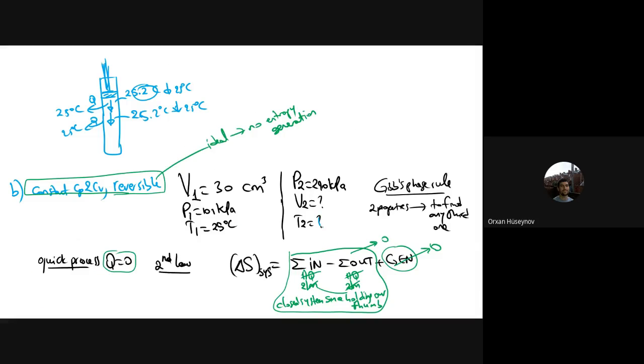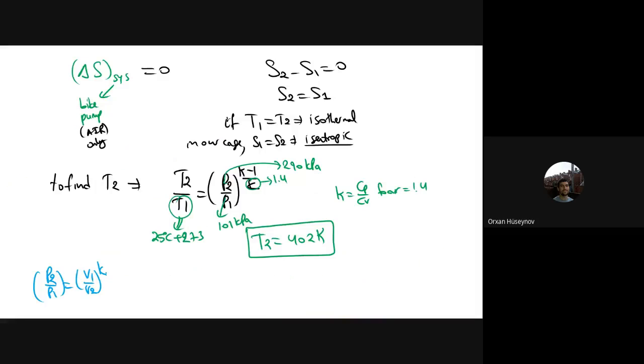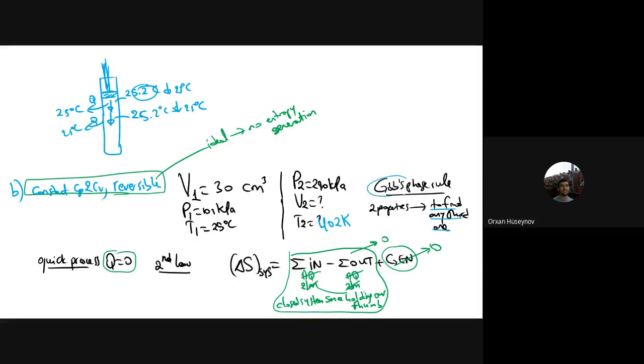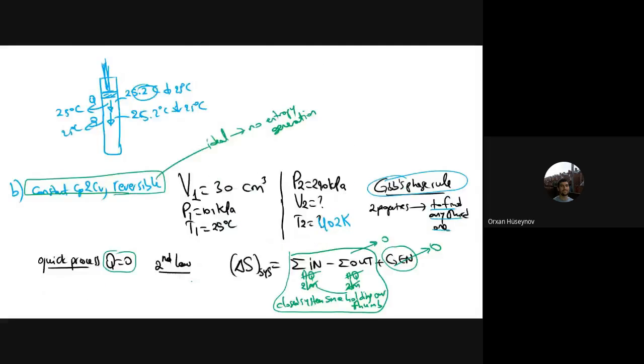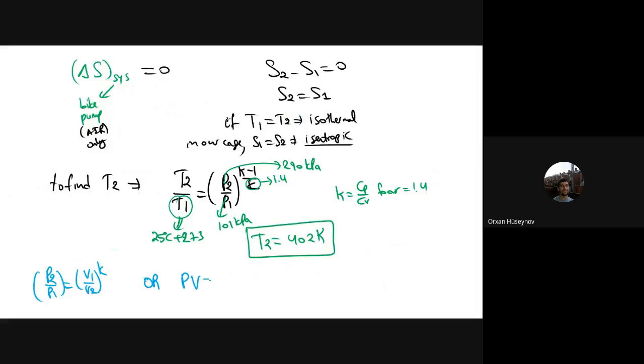So 402 Kelvin. Okay. Now you see, I have two properties. I can find any third one. Okay, so it means that you can use this relationship. It is okay. And also the Gibbs phase rule says that now you can find any third property. So by using the chart, or you can use PV equals mRT.